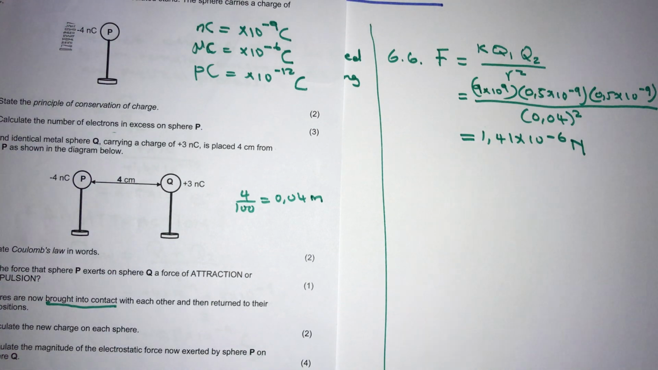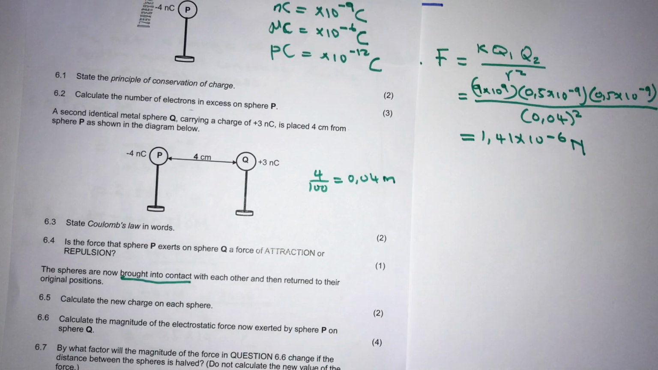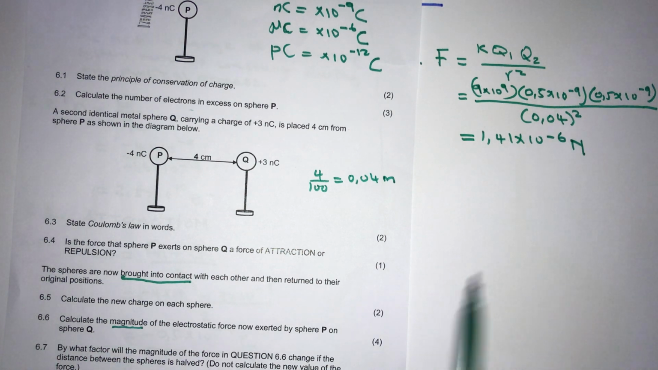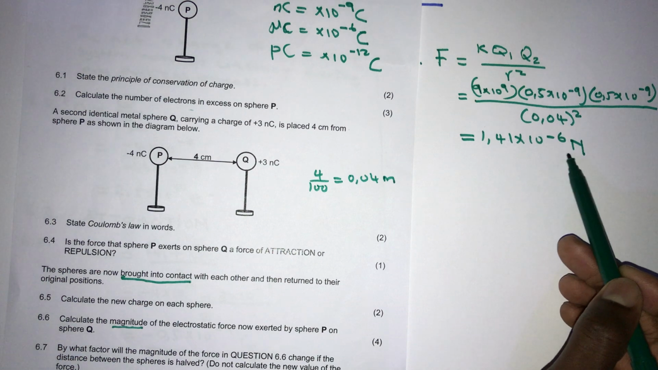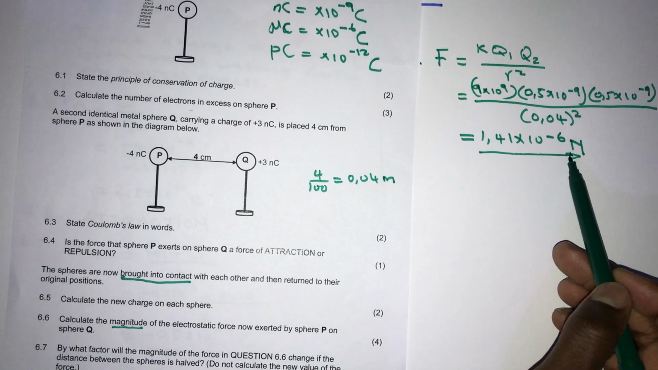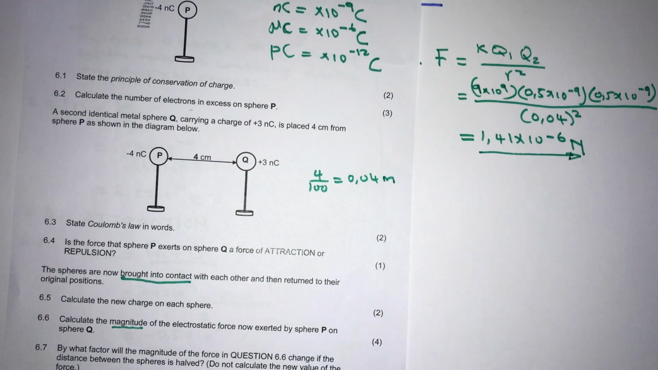So be careful with the question. The question said calculate the magnitude. So they are interested in the magnitude, they are not interested in the direction. So this is the answer for 6.6.